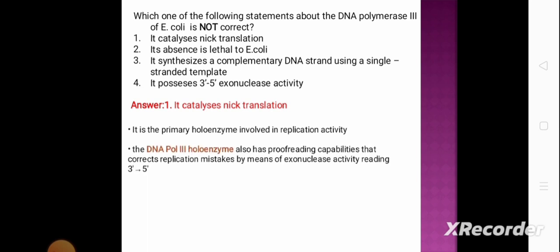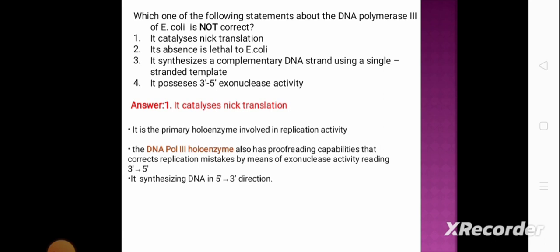Okay. So the answer will be option 1, that it catalyzes nick translation, because DNA pol III does not possess the activity like nick translation. So this option 1, that is it catalyzes nick translation, will be the answer. DNA polymerase III is the primary holoenzyme that is involved in the replication activity. The DNA pol III holoenzyme also has proofreading capabilities that correct replication mistakes by means of exonuclease activity reading in the 3' to 5' direction.